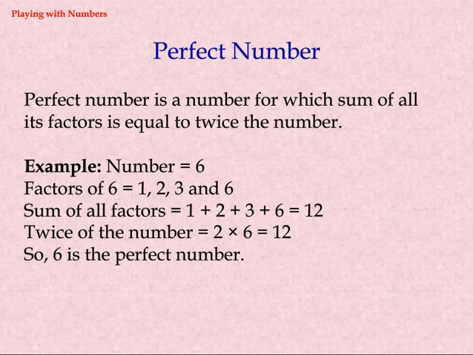Perfect number. Perfect number is a number for which sum of all its factors is equal to twice the number. Example: number equals 6. Factors of 6 equal 1, 2, 3 and 6. Sum of all factors equals 1 plus 2 plus 3 plus 6 equals 12. Twice of the number equals 2 into 6 equals 12. So, 6 is the perfect number.